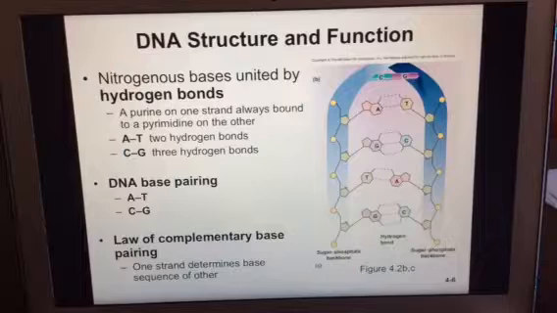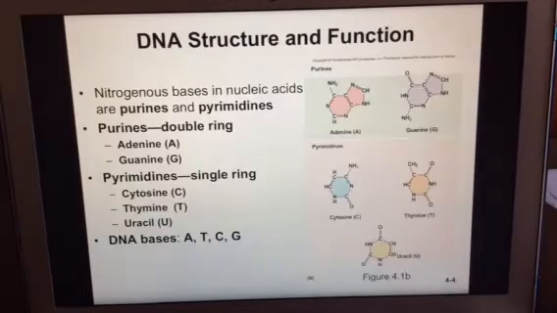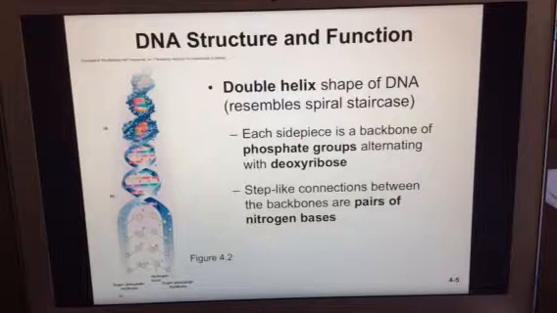Oh, let me go back just a second. Okay, sorry, it's getting my arrows mixed up.